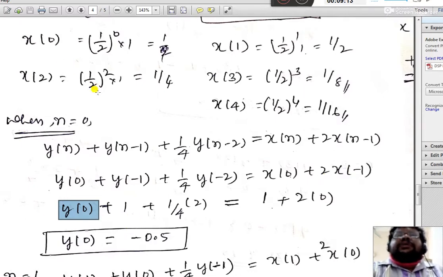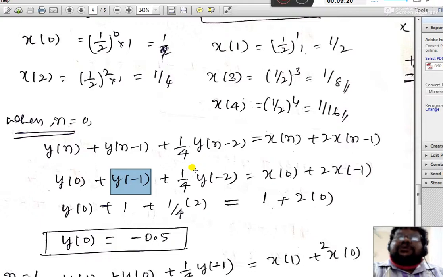The difference between with boundary condition and without boundary condition is that there we have taken y of minus 1 and y of minus 2 as 0. Instead, we have taken here the values 1 and 2 respectively.